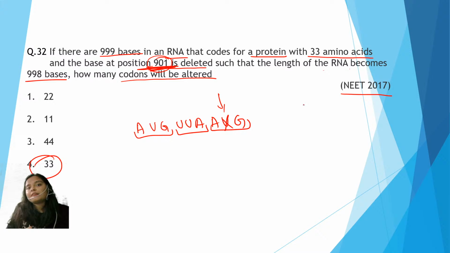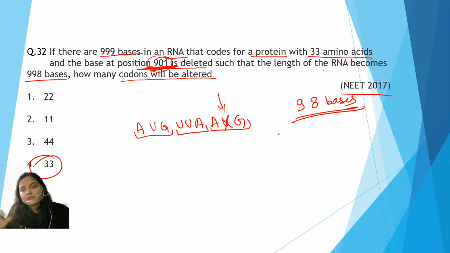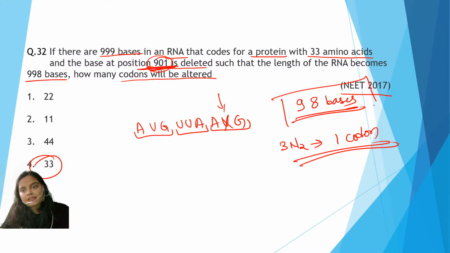Before that position, all the codons were right, but after that position, around 98 bases will be reread, right? And we know that 3 nitrogen bases constitute one codon. So approximately how many codons comprise these 98 bases? Approximately 33 codons. So the right answer is option number 4.